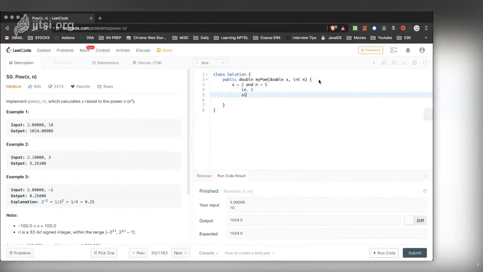Since we know that anything power 0 is 1. Okay, so let's start coding here.